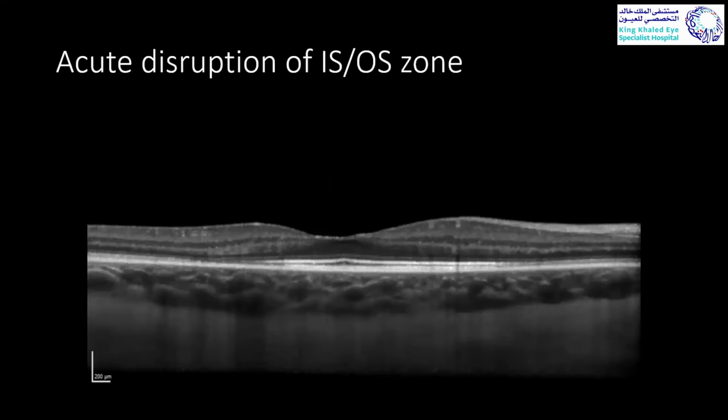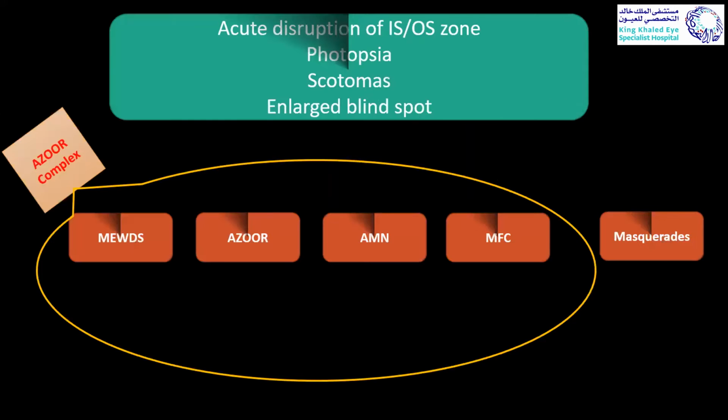So I will talk about a group of diseases that usually present with acute disruption of the inner segment, outer segment zone, the photoreceptor layer. Those patients usually present with photopsia, scotoma, and sometimes enlargement of the blind spot. A group of diseases can all cause the same thing, which includes MEWDS, AZOOR, AMN, multifocal choroiditis, and some of the masquerades.